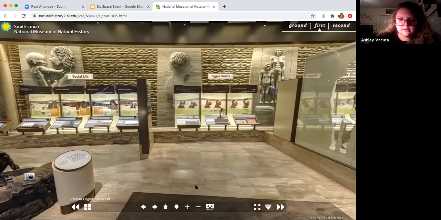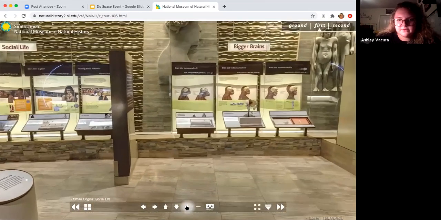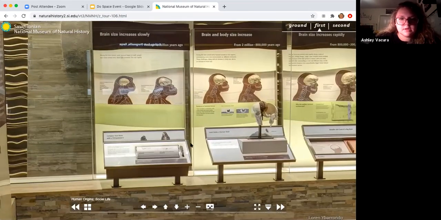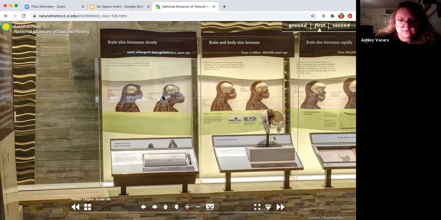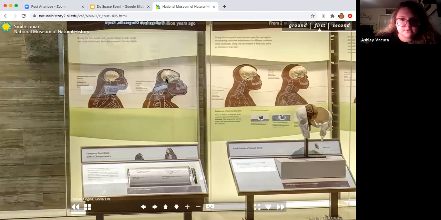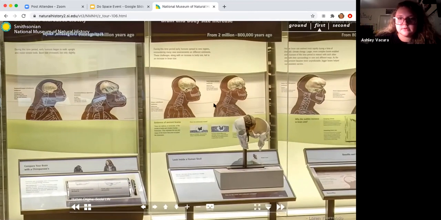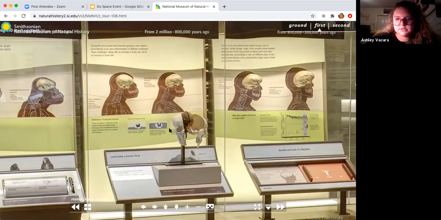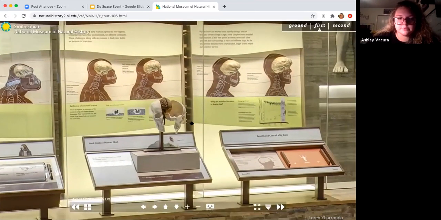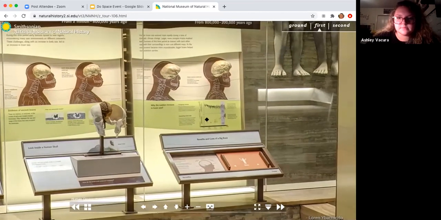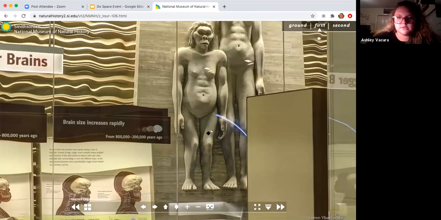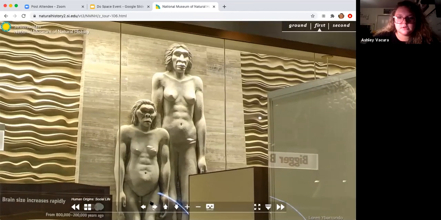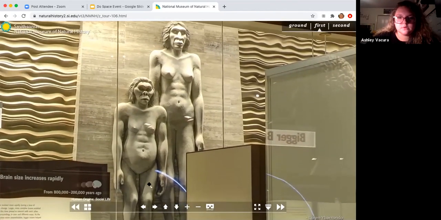You can see, I was explaining before, we have a lot of similarities. So our brain sizes over time have increased slowly. As you can see, it started small and then it's getting bigger. And our body sizes increase. So it's showing you how humans have evolved over time. And then there's some pictures of humans on the wall.